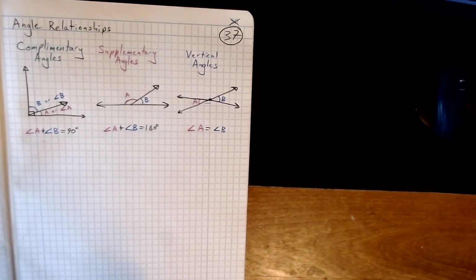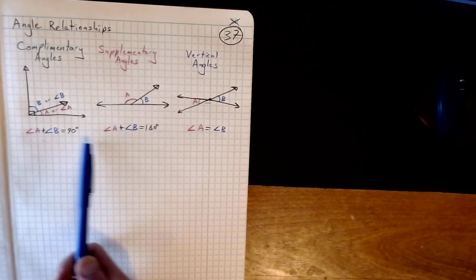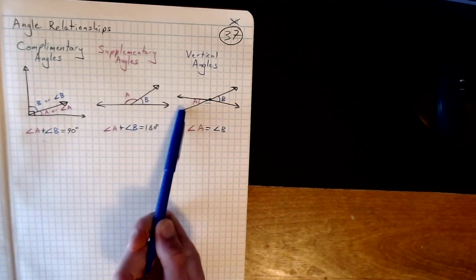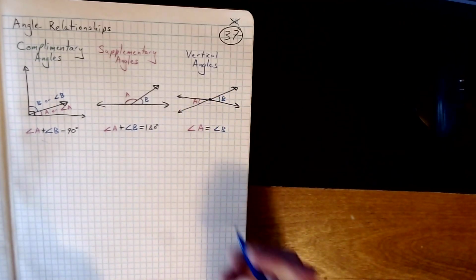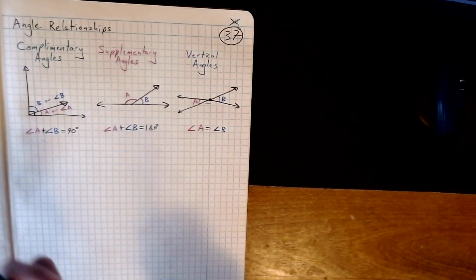Alright, so again, just to recap: you see complementary angles, you know the relationship, they add up to 90. Supplementary, you're going to add up to 180. And vertical angles, if I see this out in nature or in any kind of physical diagram, I know they're going to be equal to each other.